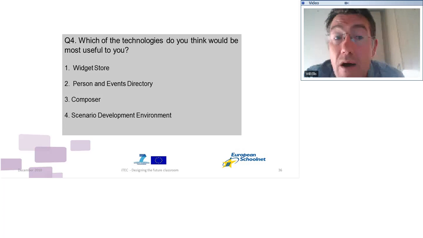So very quickly, as the poll is being launched, the widget store is a kind of app store, a place you can go to find new tools. The persons and events directory is a kind of LinkedIn, a place for social networking with other teachers. The composer is a tool for creating learning activities. And finally, the scenario development environment is a place that gives you recommendations for tools that you might find useful based on information that it holds about you. Okay, so it'd be interesting to know which of those 4 things you would find most useful.